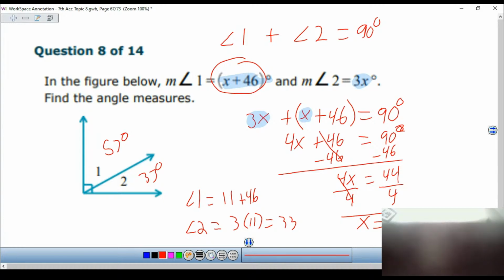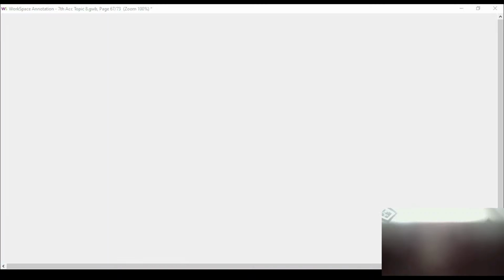Oh, I don't know if my camera blocked that x equaling 11, but that's what that is. All right. I'm going to go ahead and move forward. Remember, this is going to be recorded, so you can always go back and look at it later.